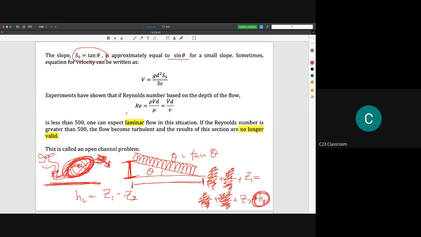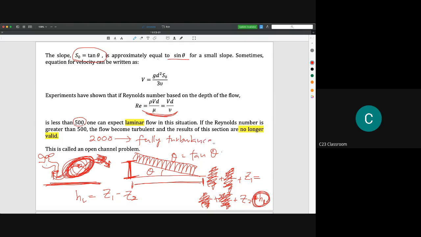Then if we do the calculation of the Reynolds number here, we find that if it is less than 500, we call this fully laminar, meaning 100% laminar. And if it is more than 2000, it will be fully turbulent.